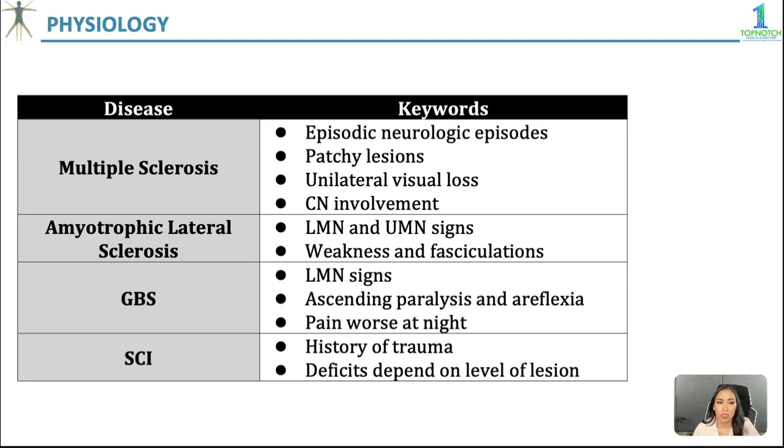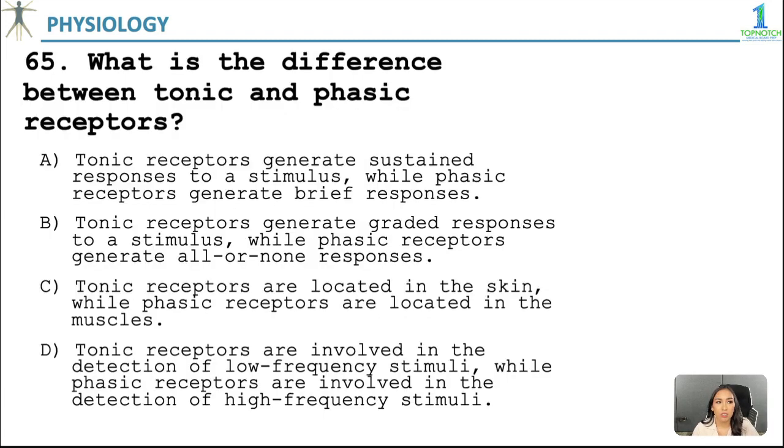How about GBS? More of lower motor neurons siya. So, kaya nagpe-present siya with paralysis and areflexia. And, interestingly enough, they found that pain is worse at night. How about spinal cord injury? Usually may history of trauma yan, and the deficits depend on the level of the lesion. Alright, let's go to 65.